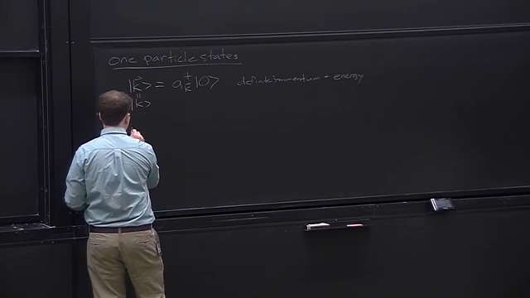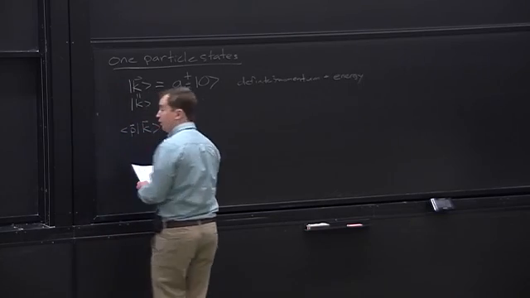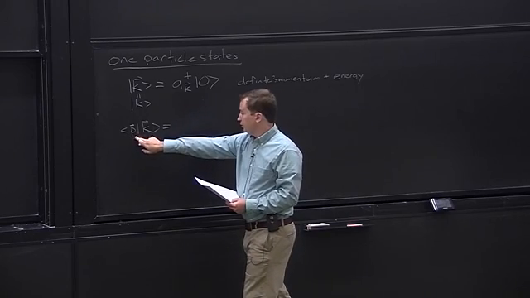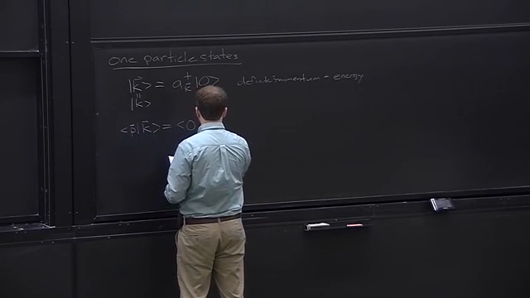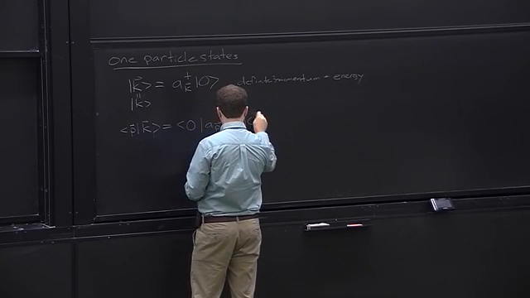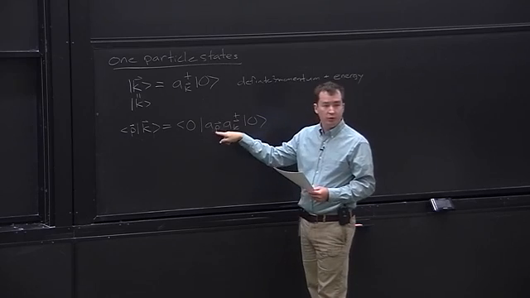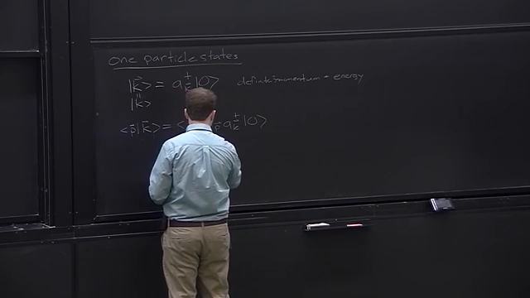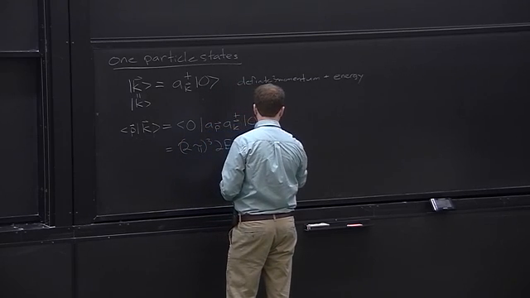And these states are not unit normalized. So if we compute the overlap of p with k, what we get is 0 a_p a_k dagger 0, which we can compute, again, by using the commutation relations between a_p and a_p dagger. And we get (2π)^3 2E_k delta^3(p minus k).